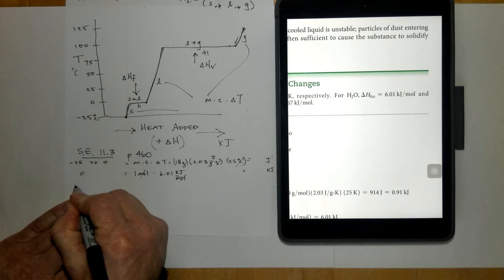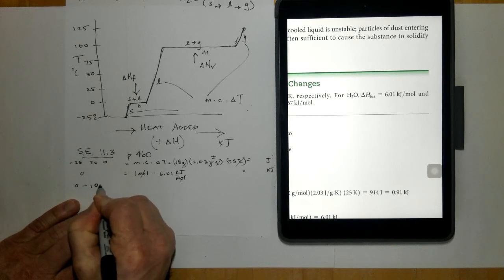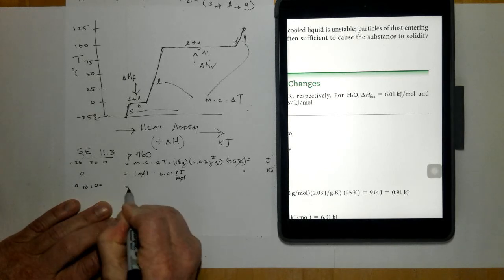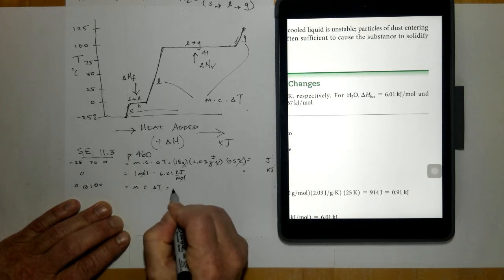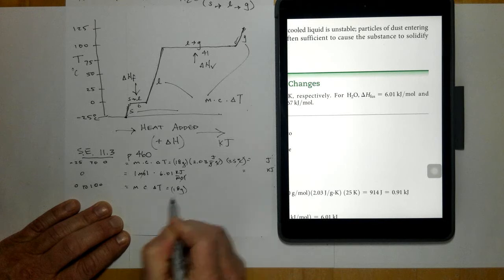Okay, then our third one is from 0 up to 100, 0 to 100. And here we're going to use MC delta T again, M times C times delta T. And the mass, once again, is 18 grams because we still have 1 mole of water.